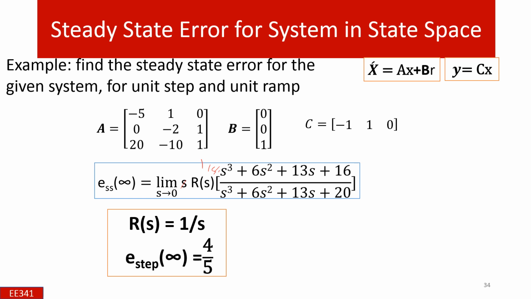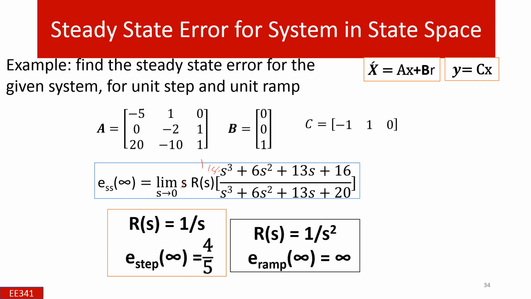Similarly, if we apply the unit ramp, which is 1 over s squared, then one 1 over s is cancelled out by this one, and 1 over s, if we apply the limit, becomes infinite. So we have an infinite steady state error for the unit ramp input.